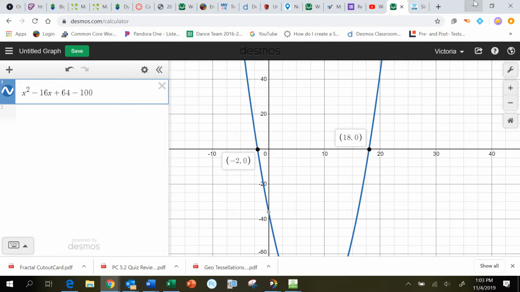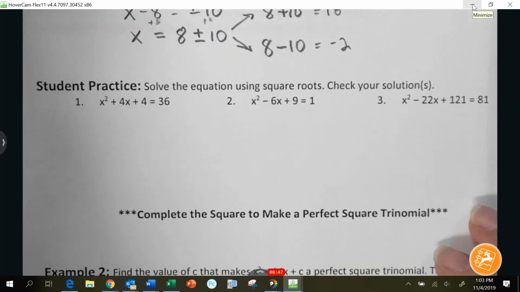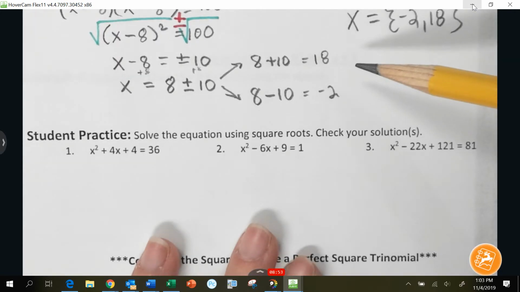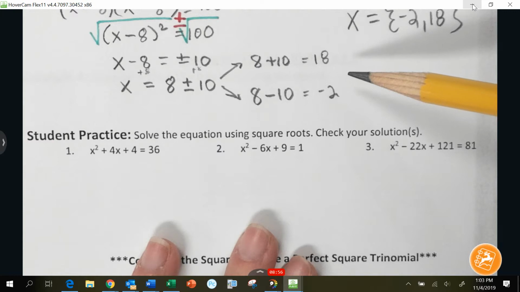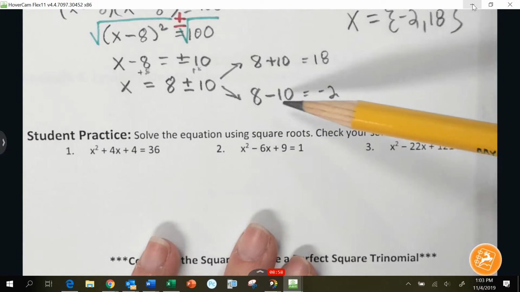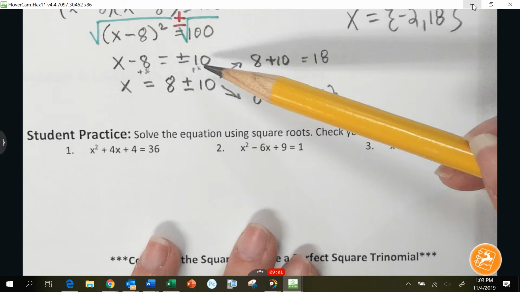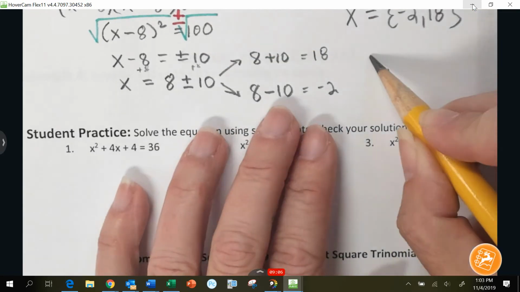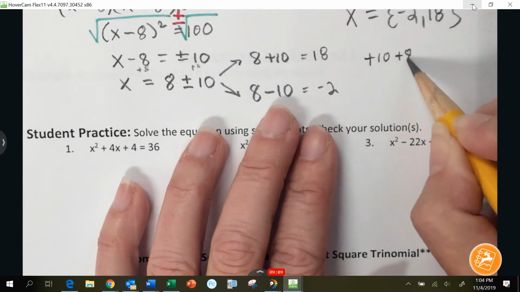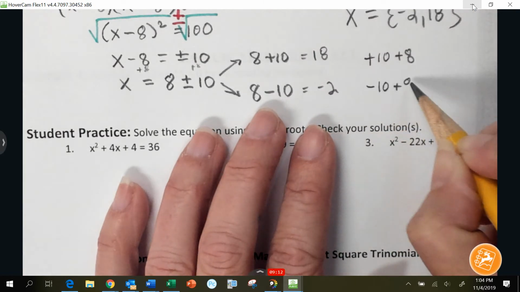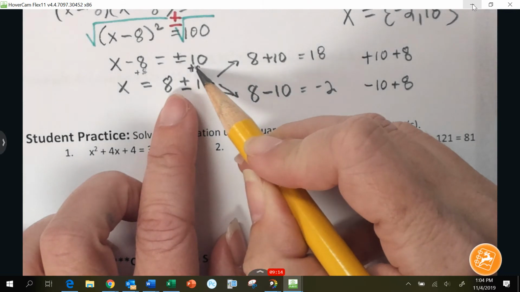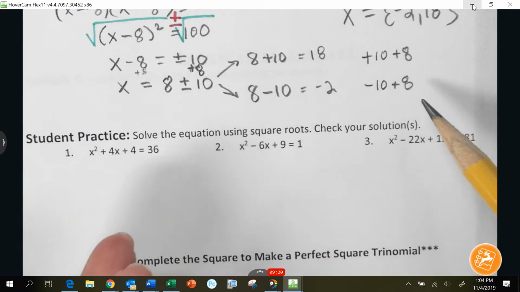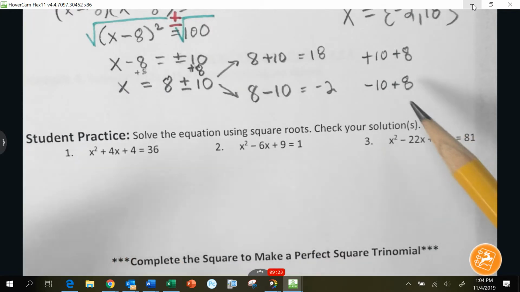Yes, Daniel? For x equals 8 plus or minus 10, how do you know what order to put these? Because the 10 is the one with the changing signs. I could reorder it and write positive 10 plus 8 and negative 10 plus 8. The 8 is plus because that's what I moved over. It's plus 8 for both of them. So I could reorder it, but I don't. I always write the number I moved over first, so I don't have to reorder it.